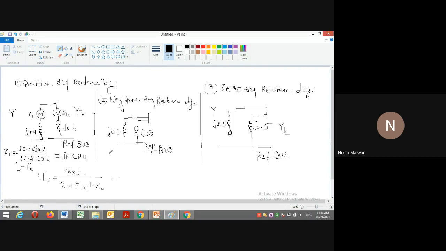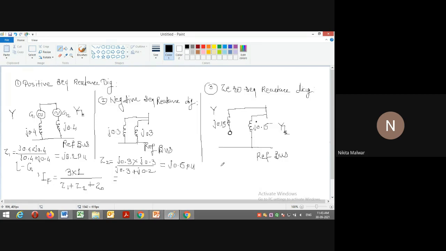Let us find Z2 similarly. Z2 represents your negative sequence reactance. So the negative sequence reactance J0.3 in parallel with J0.3 is J0.3 into J0.3 divided by J0.3 plus J0.3. Sorry, by mistake we have to write the multiplication factor. What will be the answer? The answer is J0.15 per unit.